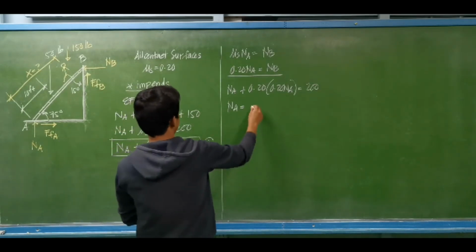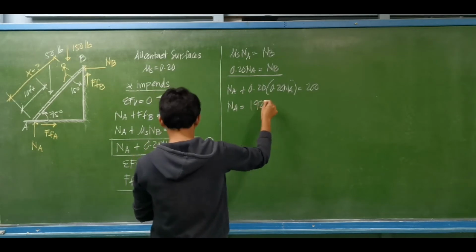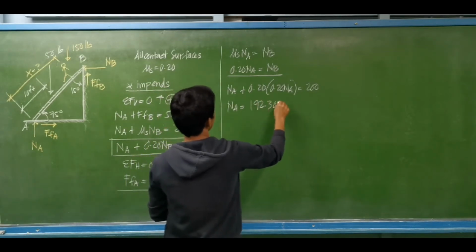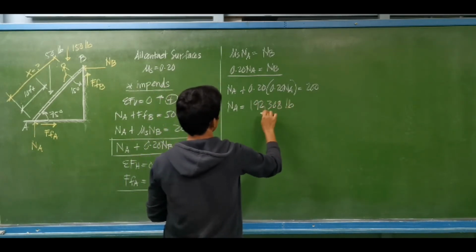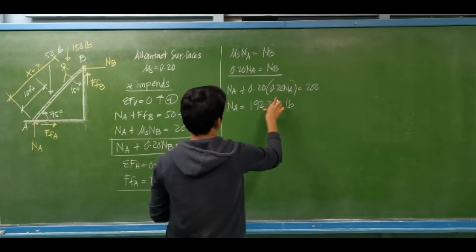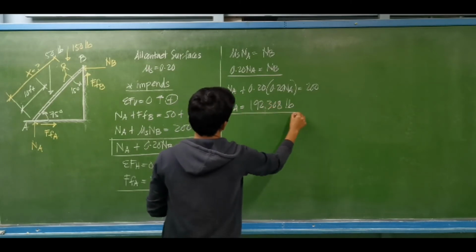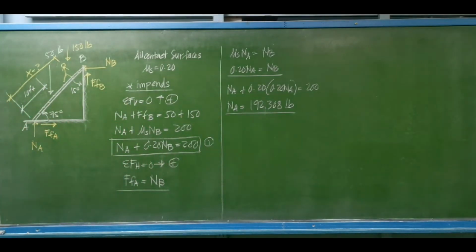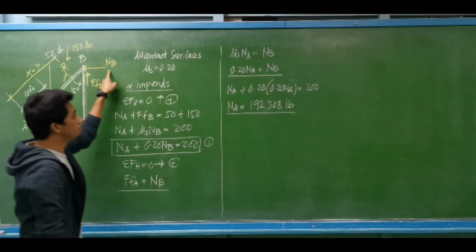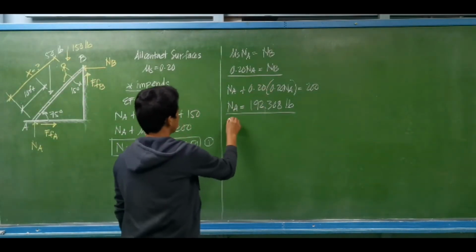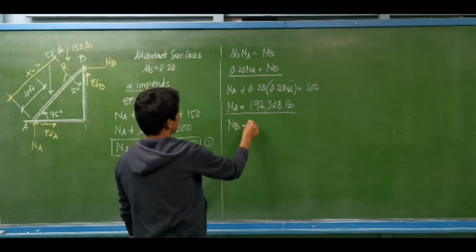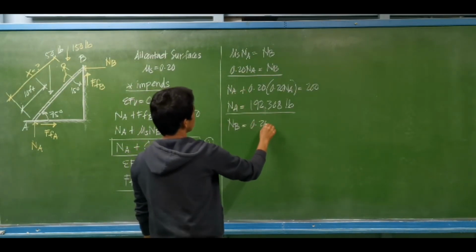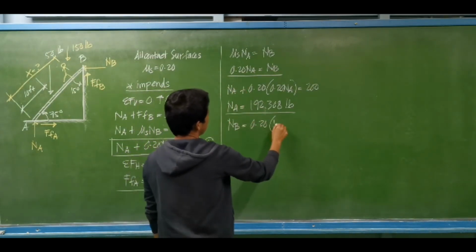Is equal to 192.308 pounds. So the normal reaction at A is equal to 192.308 pounds. So we can now compute for the normal at B. What is the equivalent of normal at B? The normal reaction at B is equal to 0.20 of normal at A.